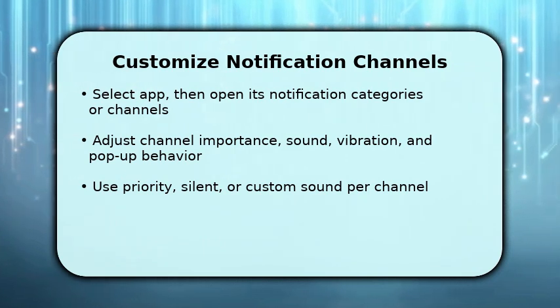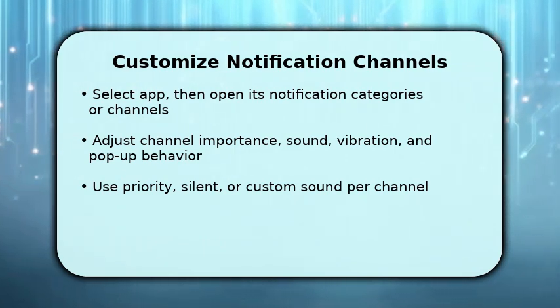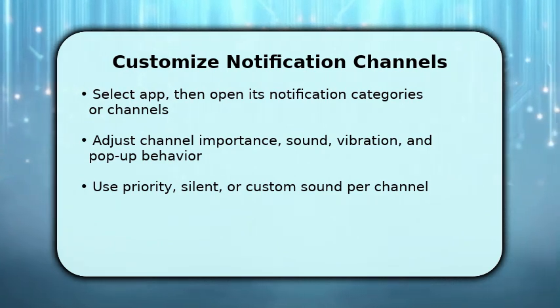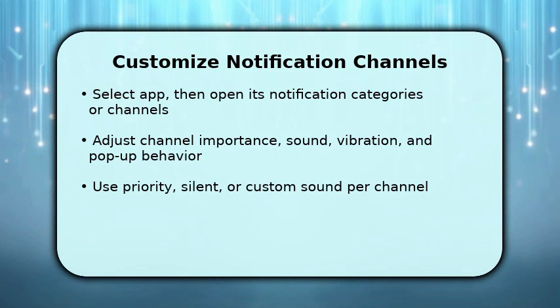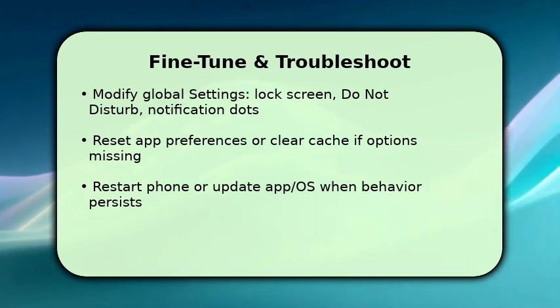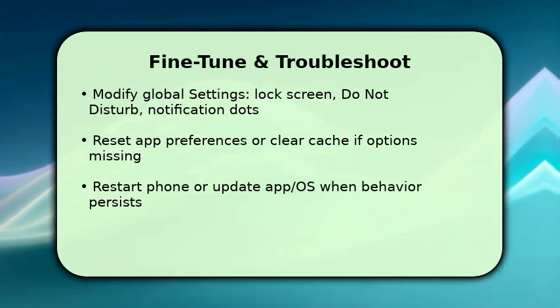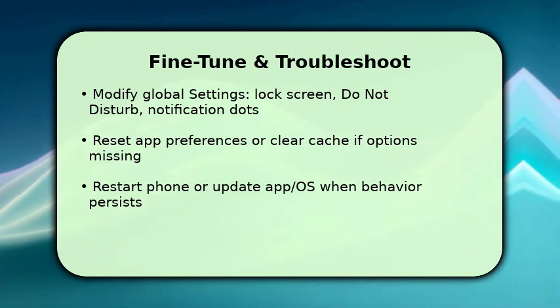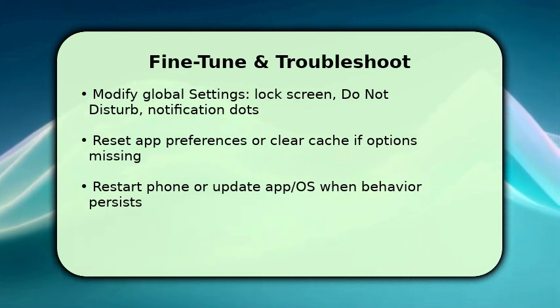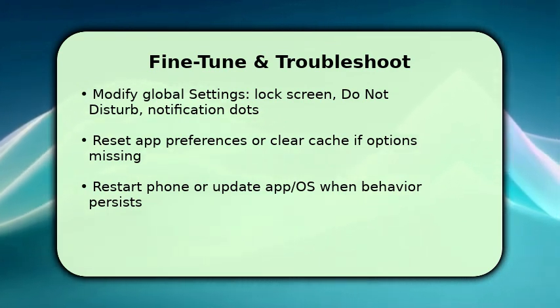Make sure to test changes by sending a test notification or having someone message you to confirm the new behavior matches your preference. To finish, review system-wide settings like lock screen visibility and Do Not Disturb exceptions so your chosen behavior isn't overridden. If a channel or option is missing, clear the app cache or reset app preferences in app settings. That often restores hidden toggles.